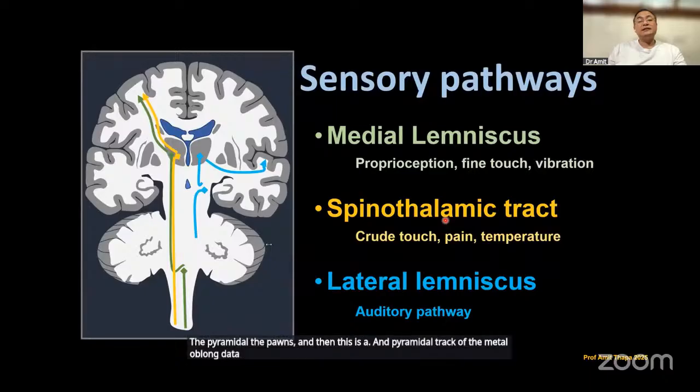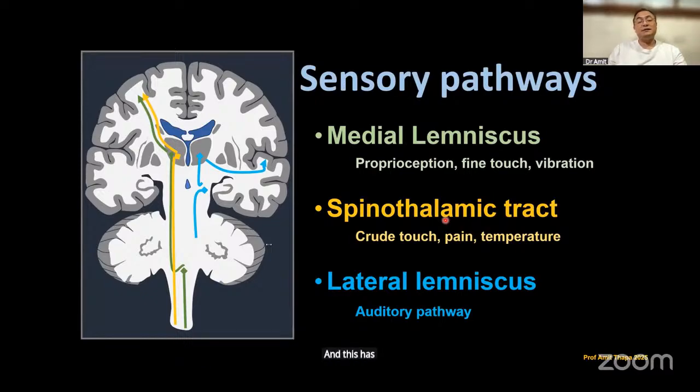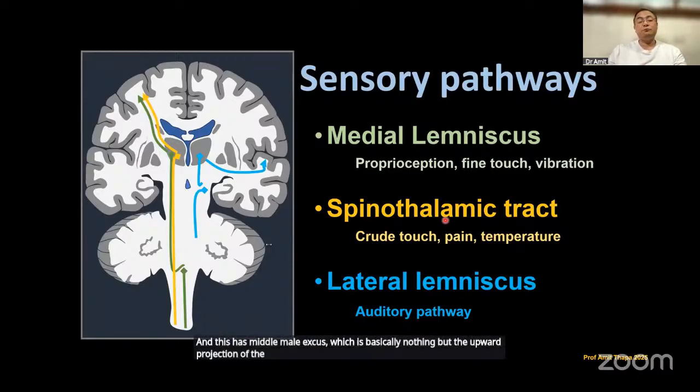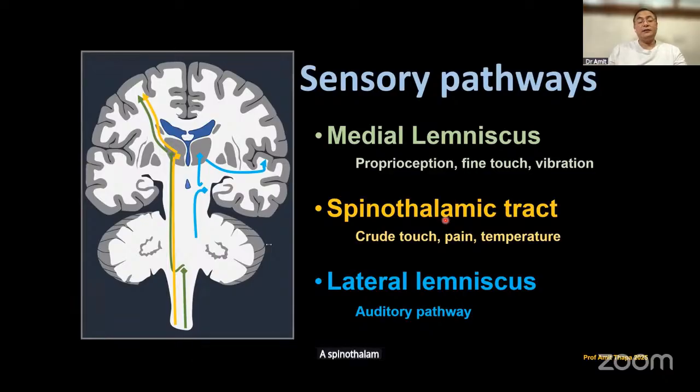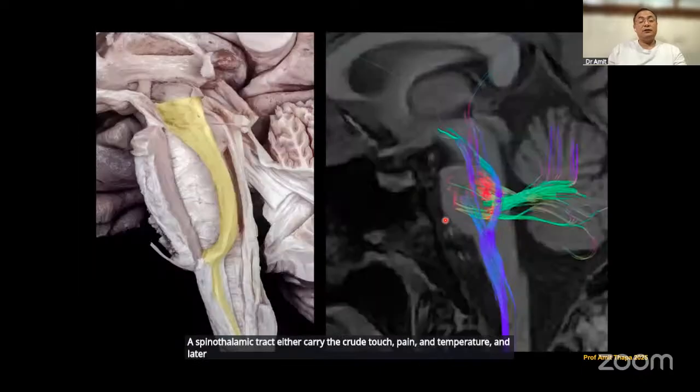Now, when we talk of sensory pathways, they lie inside the tegmentum area. And this has the medial lemniscus, which is basically the upward projection of the dorsal column. So they will be taking proprioception, fine touch, and vibration. The spinothalamic tract carries crude touch, pain, and temperature. And the lateral lemniscus is basically for the auditory pathway.